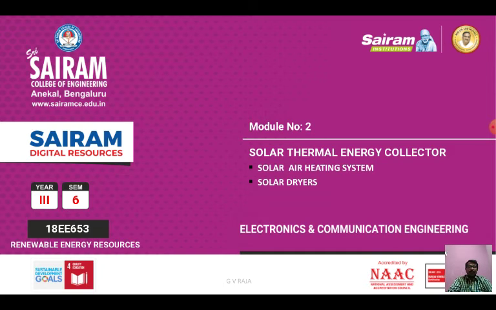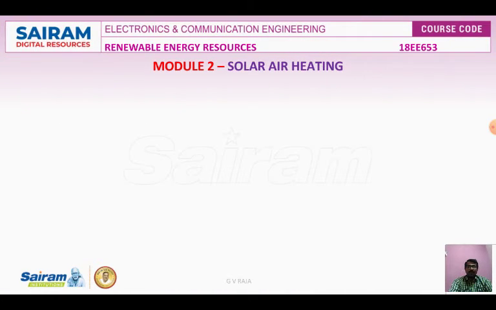Today's topic we are going to discuss here is solar air heating system and then solar dryers. First we will see the solar air heating system, how the air is heated with the help of solar, and the application of solar air heating system is nothing but solar dryers. That means to dry the crops, to dry the grains or groceries, the solar system is used. That we are going to discuss in this video lecture.